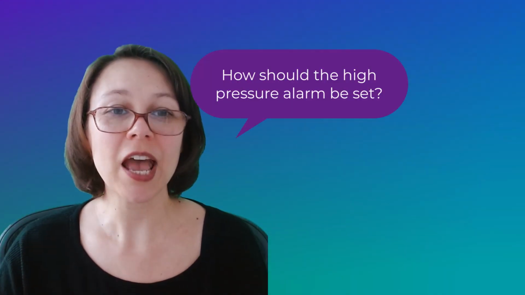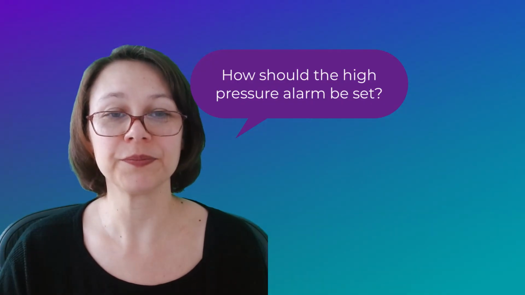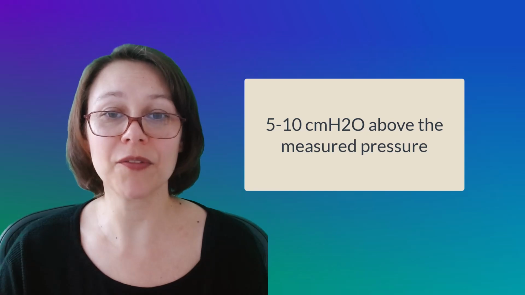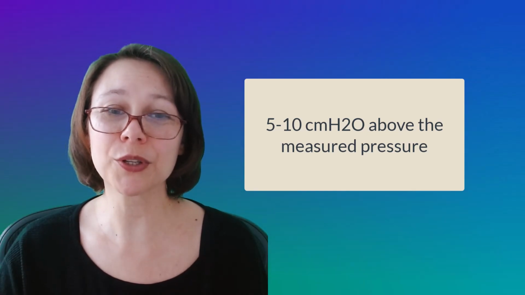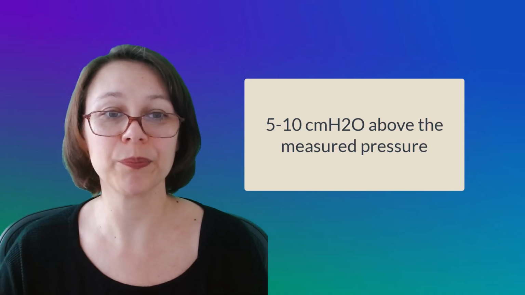Okay, let's test what you know. First question, how should the high pressure limit be set? It should be 5 to 10 centimeters above the measured pressure. Remember to use closer to 5 when in pressure control and 10 when in volume control.